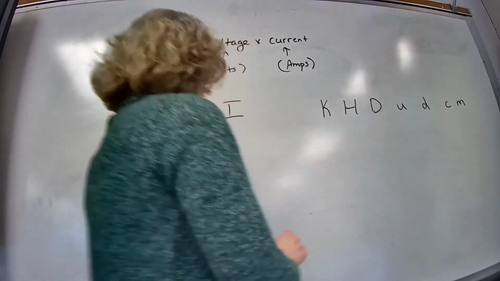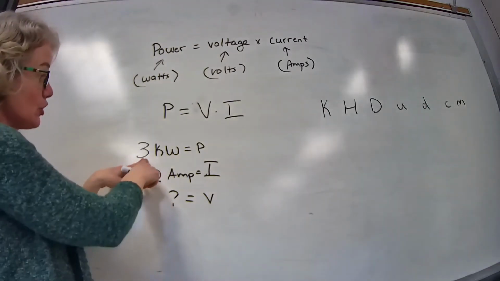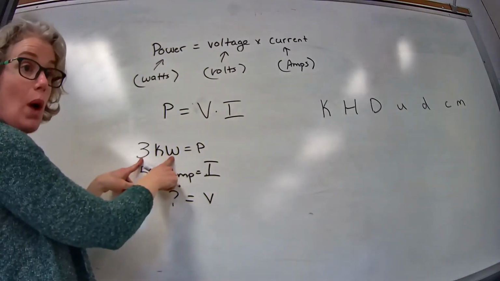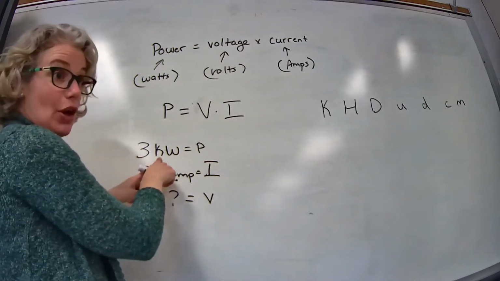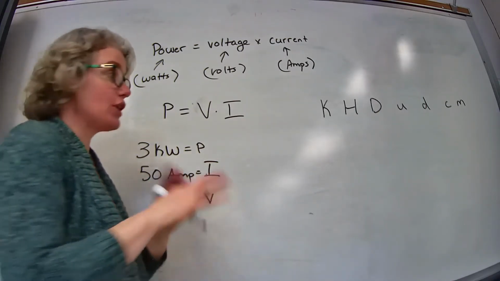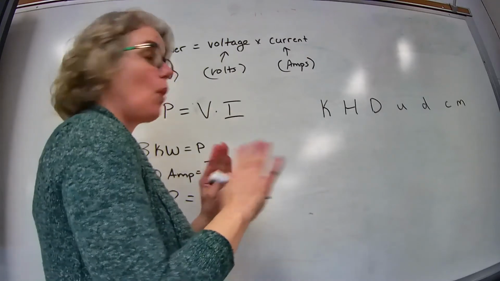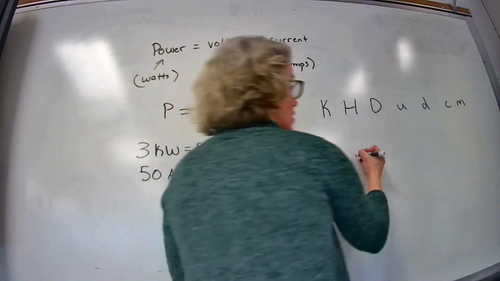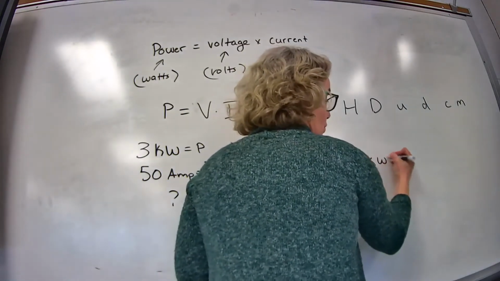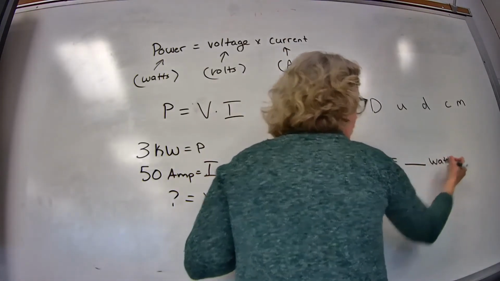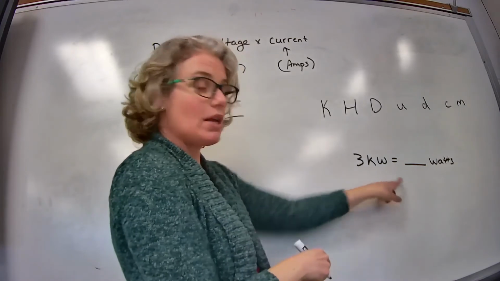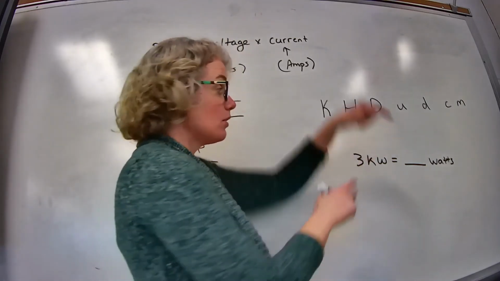K stands for kilo. So in this situation, I have 3 kilowatts, which means my starting unit is kilo. And I want to convert it to just regular watts, not kilowatts. So basically, we want to know how many watts are in 3 kilowatts.